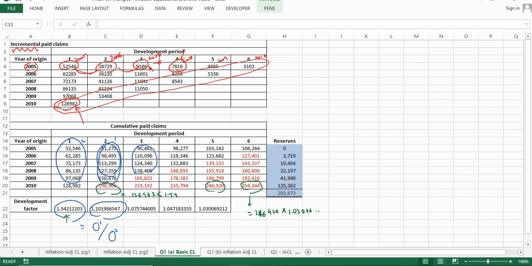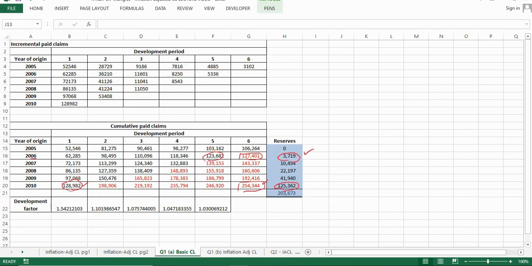claims corresponding to each year of origin, each year of accident. For example, for this year, 2006, it will be this value, which corresponds to the total amount which is paid and to be paid, which relate to the accident year 2006. Okay, so you remove this amount which has already been paid to obtain the reserve. So you take the loss value, you remove the value on the diagonal, obtain this. So then you add up all these to obtain the reserve. So this is the reserve using the basic chain ladder method.